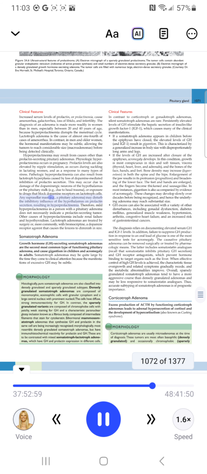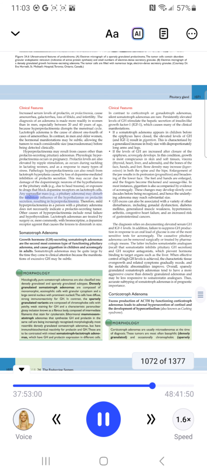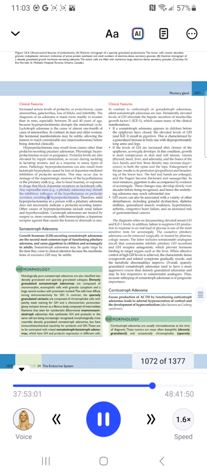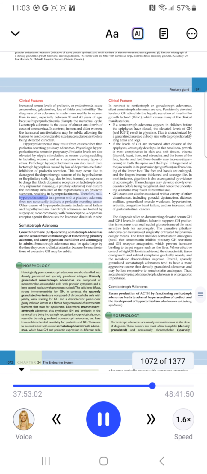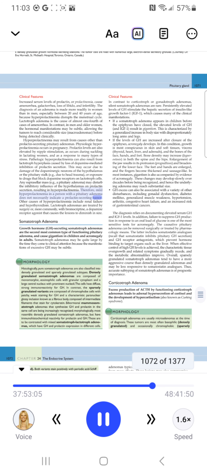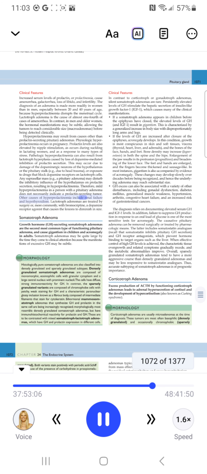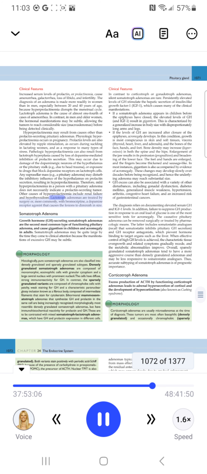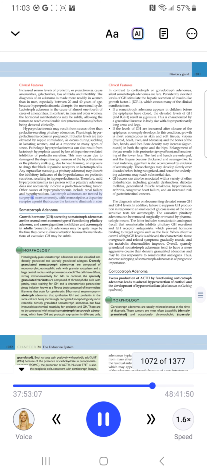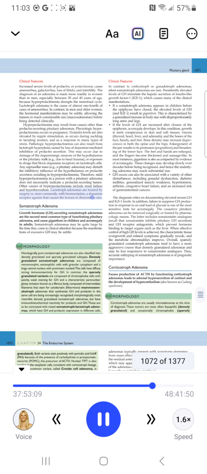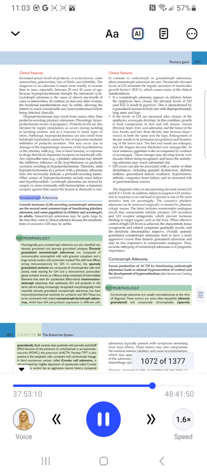Any suprasellar mass, for example a pituitary adenoma, may disturb the inhibitory influence of the hypothalamus on prolactin secretion, resulting in hyperprolactinemia. Therefore, mild hyperprolactinemia in a person with a pituitary adenoma does not necessarily indicate a prolactin-secreting tumor. Other causes of hyperprolactinemia include renal failure and hypothyroidism. Lactotroph adenomas are treated by surgery or, more commonly, with bromocriptine, a dopamine receptor agonist that causes the lesions to diminish in size.